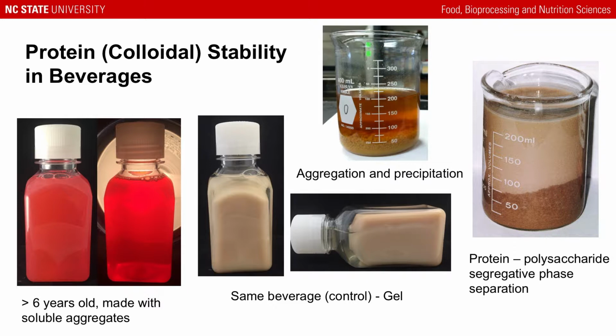Or you can have protein polysaccharide segregative phase separation, where the protein and polysaccharide are separate polymers that are not compatible. They each grab a chunk of the water and separate into different phases. Okay? You basically don't want any of these to happen unless you want to say something on a label that after a certain period of date it becomes something to chew on. Okay?